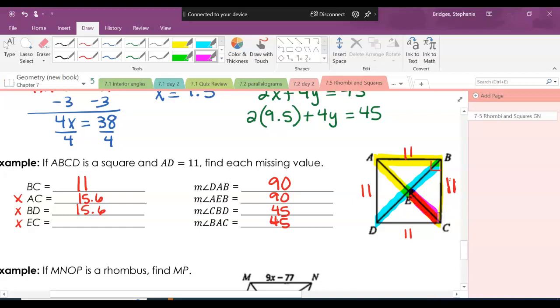And then the last piece they want is EC. Is that the whole diagonal? No, it's just how much? Half. So take your 15.6 and cut it in half. Divide it by 2, and that would give me EC.